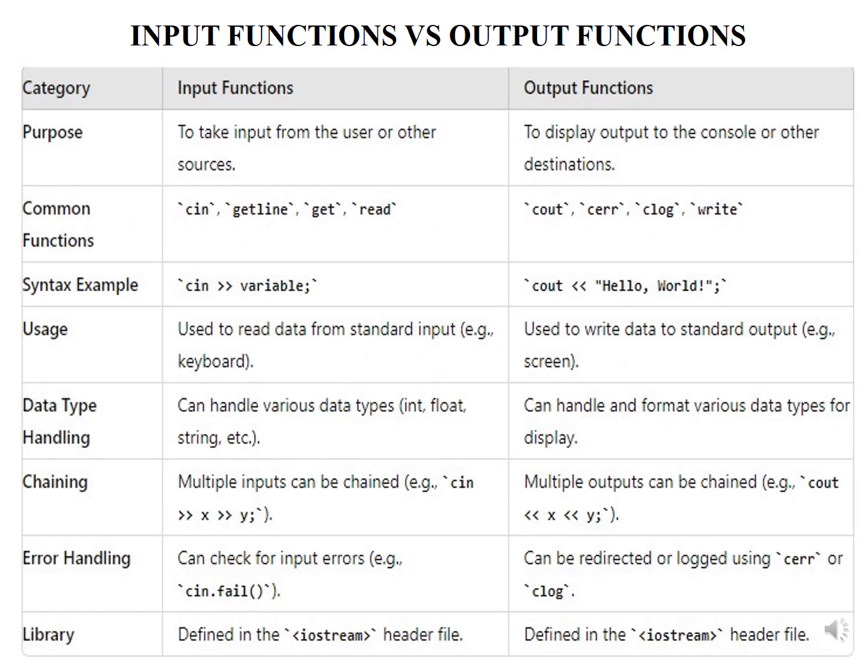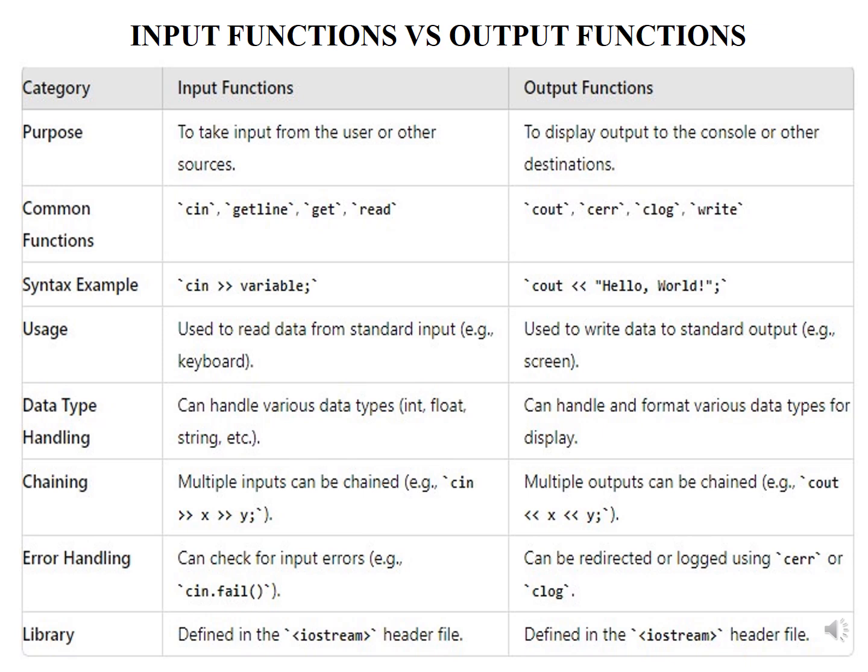Let us compare input functions versus output functions in C++. Here we are given a table. In this table, we will compare input and output. The purpose of an input function is to take input from the user or other sources. Output means to display the output to the console or the destination. Common input functions are cin, getline, get, read. These four are the common input functions. In output, the common functions are cout, cerr, clog, write.